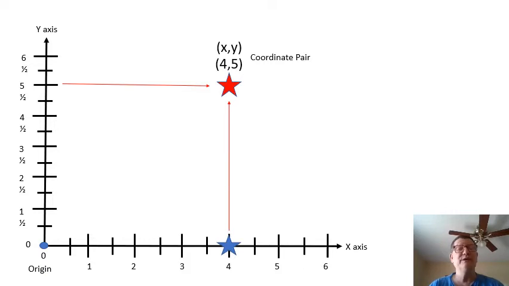Now, this is where students get a little confused sometimes. You can see very easily we came over 4 on the x-axis, but on the y-axis, we didn't come up any. So the coordinate pair for that blue star would be 4, 0. Okay? Makes sense? All right, let's see if we can apply this a little bit.